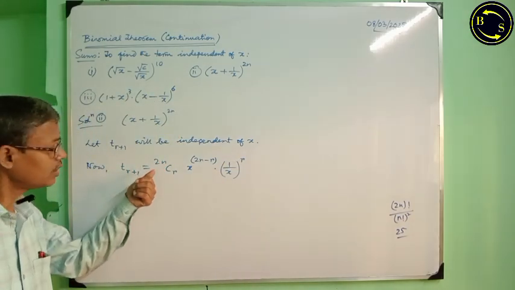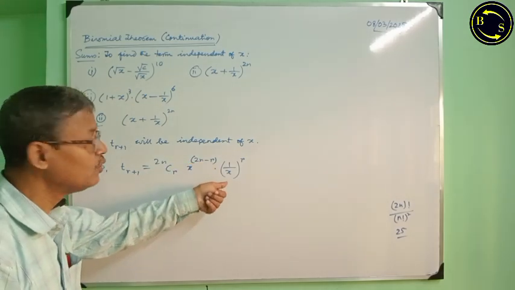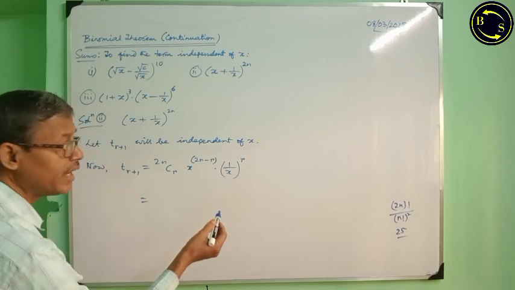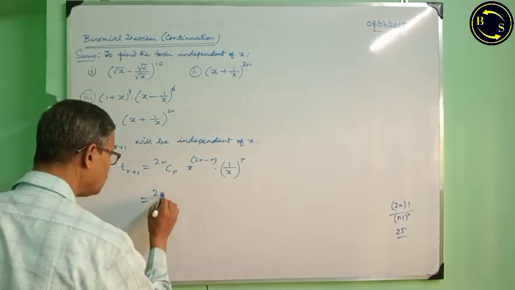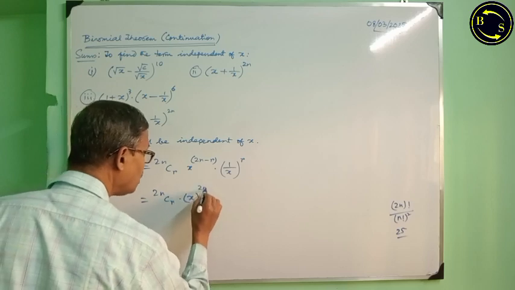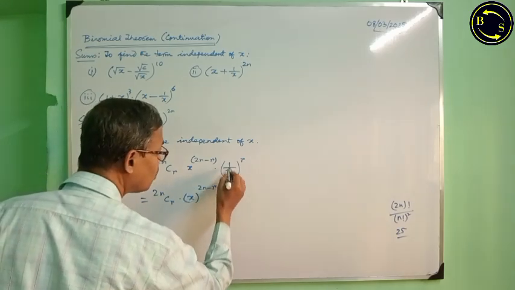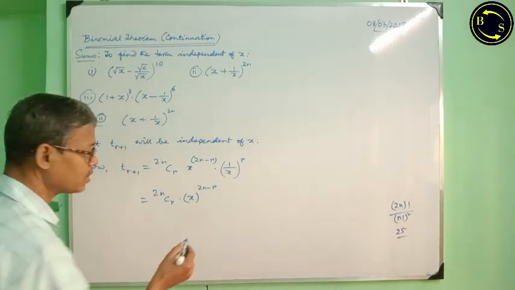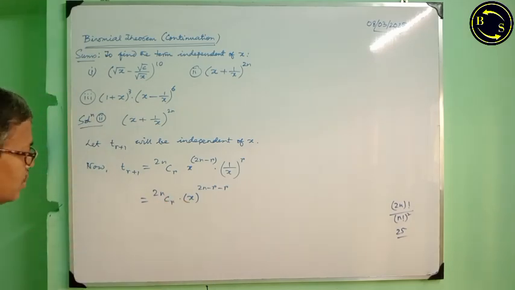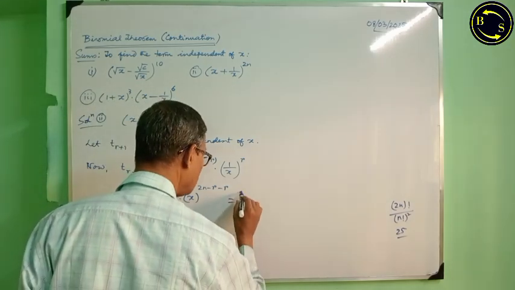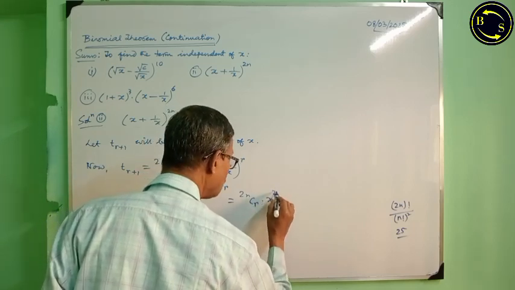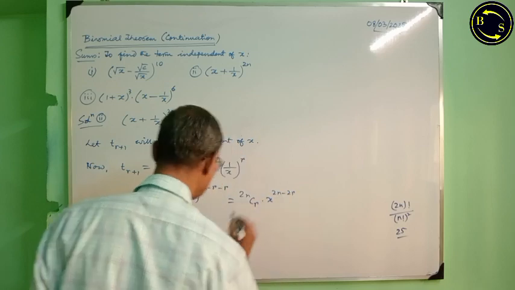I have applied the formula nCr a to the power n minus r into x to the power r. Now we simplify. Actually we take all x terms together. 2n Cr into x to the power 2n minus r. From here, 1 by x whole to the power r means x to the power minus r. Therefore, finally this. And we can write also 2n Cr into x to the power 2n minus 2r.